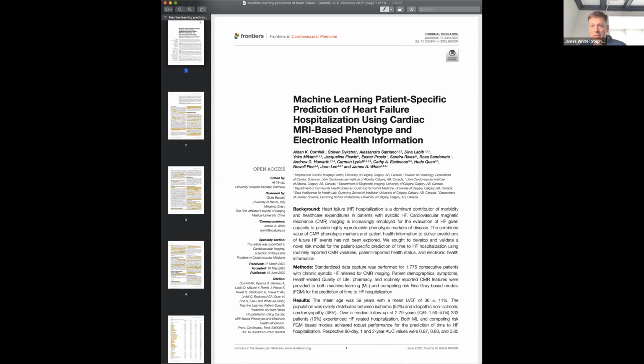And yeah, it's going to be a bit of a challenge in 10 minutes, but we're going to do our very best. And so thanks for inviting me to speak. So I'm representing the Stevenson Cardiac Imaging Center in Calgary. And the work we're presenting here is a paper just published on machine learning patient prediction of heart failure hospitalization using combination of cardiac MR and electronic health information.